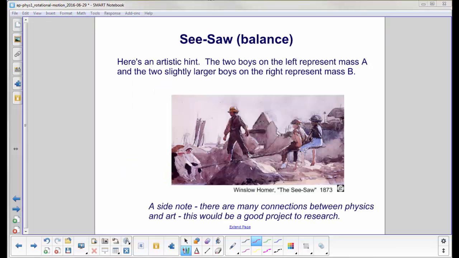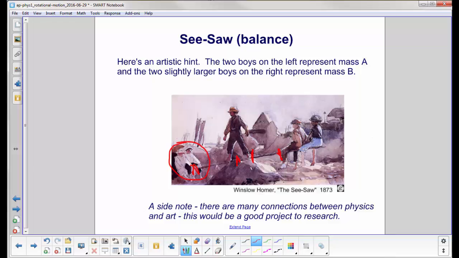First, an artistic hint. This is a seesaw. This is something kids used to play with in the old days. The two boys on the left represent mass A, and we're going to assume they're a little lighter than these two boys. These guys are mass B. We're going to assume they're heavier, and this distance here is smaller than the distance between this pivot point and where these boys are. One question is, why aren't these guys colored in? But that's more for artists to think about.